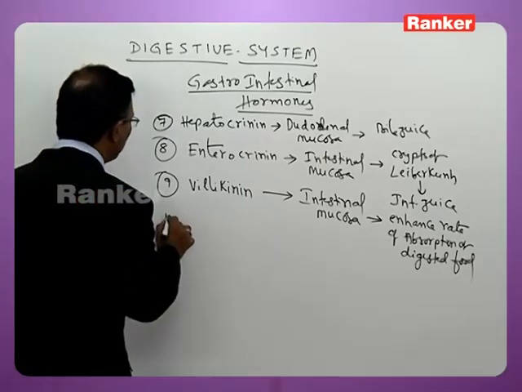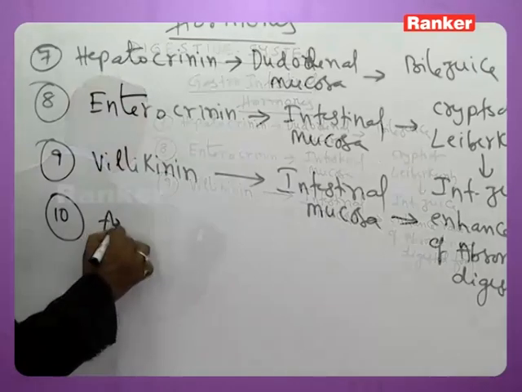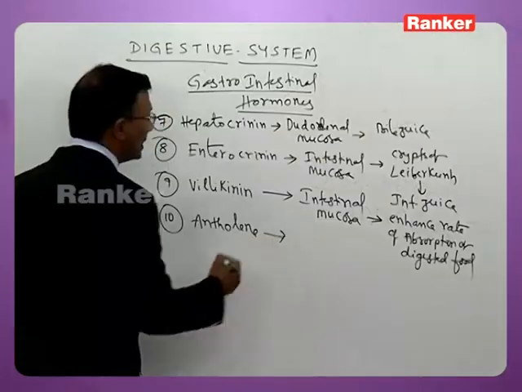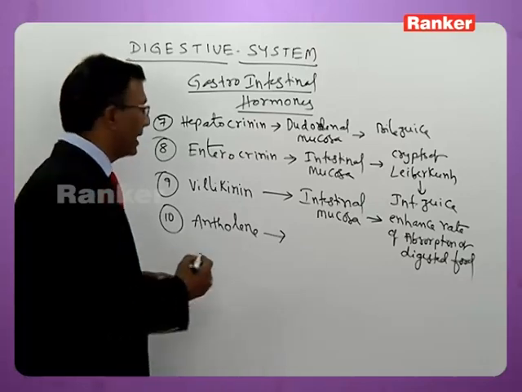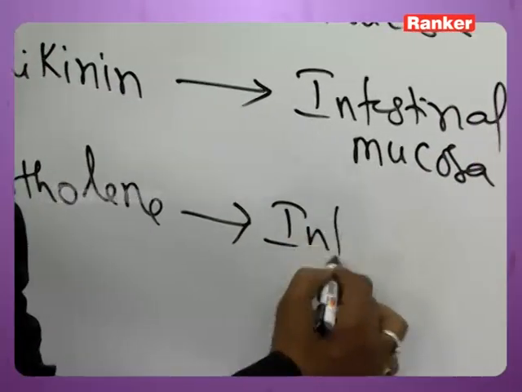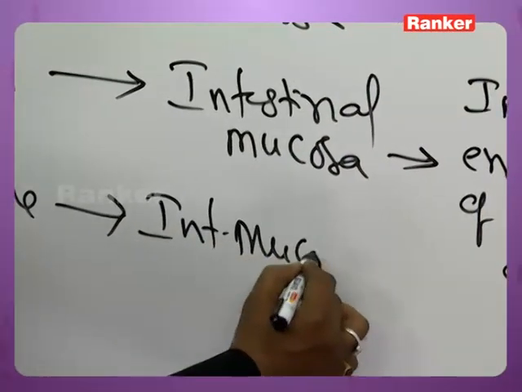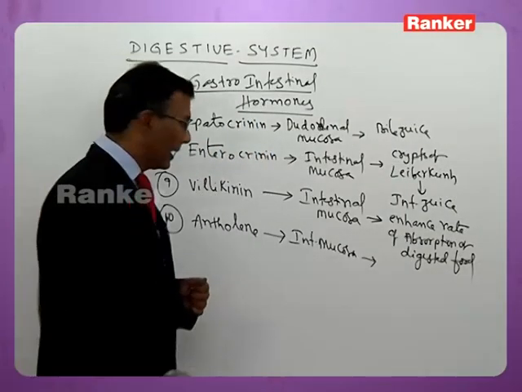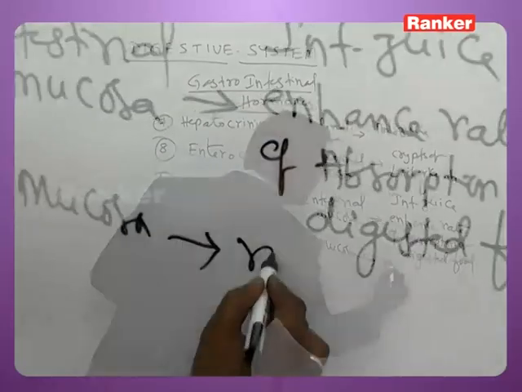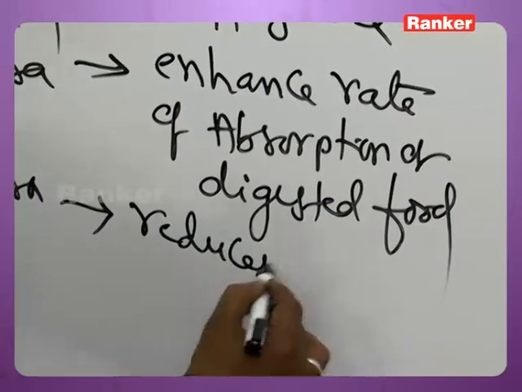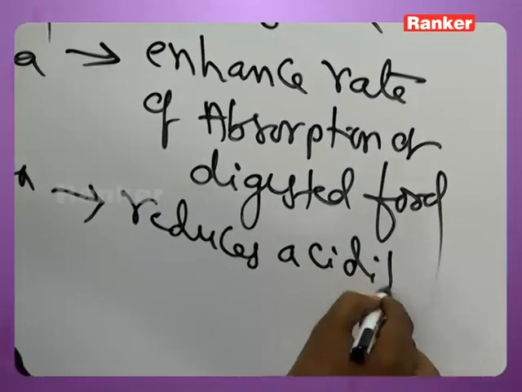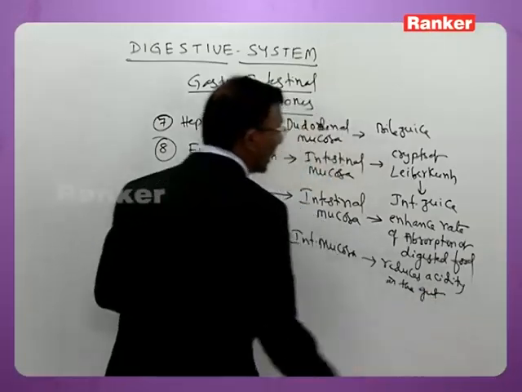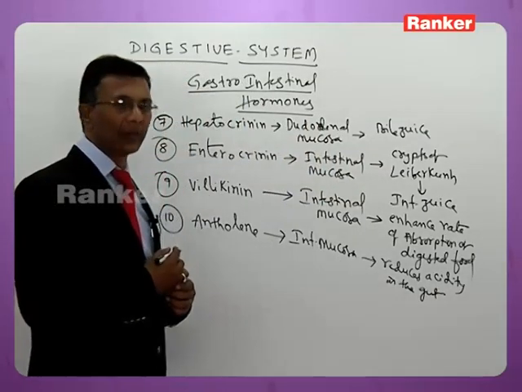The next you have antholin. It is also a hormone secreted by the intestinal mucosa. It reduces acidity in the gut.